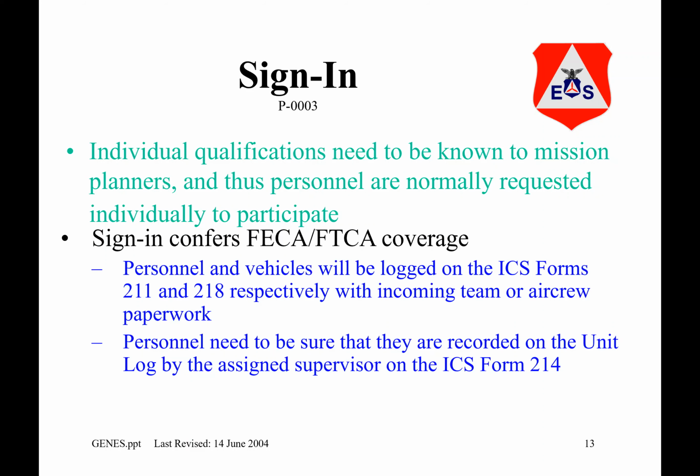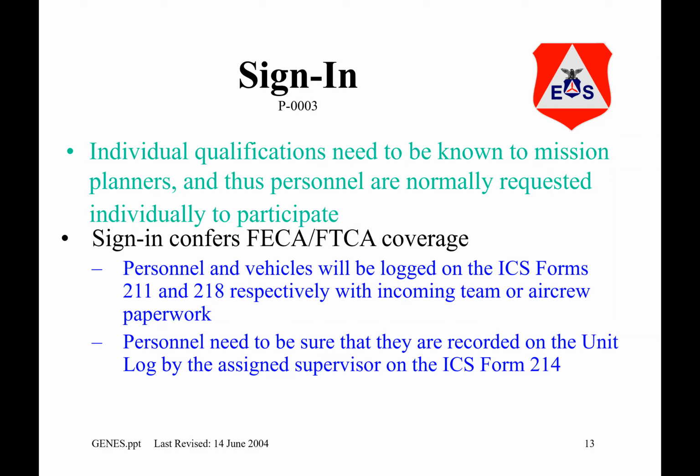Sign-ins. As you go into emergency services, we are in the incident command structure through FEMA. So there's a lot of forms you'll hear thrown around. Personnel and vehicles will get logged in on forms 211 and 218. Personnel sign in on a form 214.